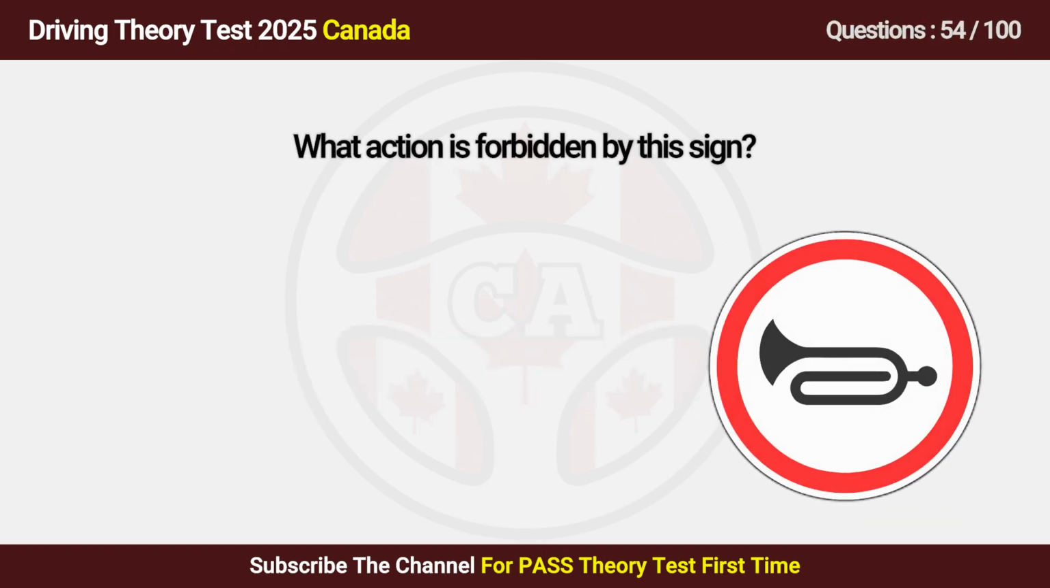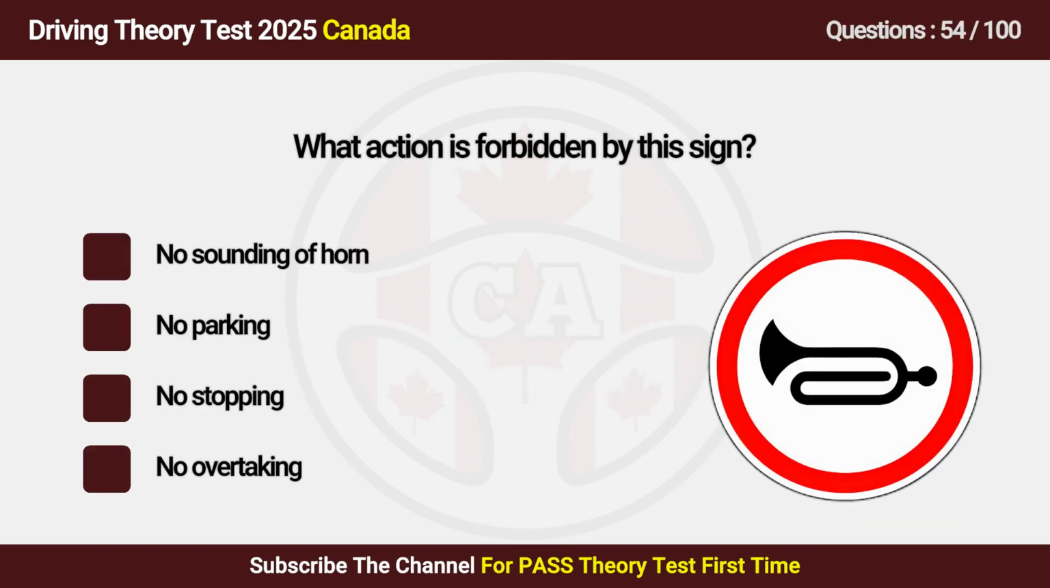Question 54. What action is forbidden by this sign? A. No sounding of horn. B. No parking. C. No stopping. D. No overtaking.